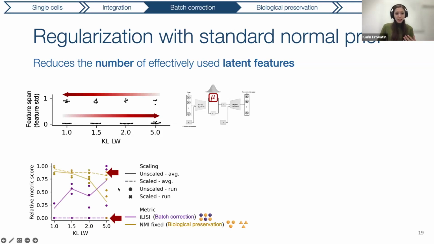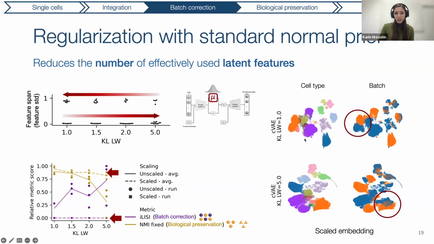meaning that the information is still in the features, so we haven't really removed neither biological nor batch effects, but what we have done is simply drop the number of features that we are using. And you can also see this on the embeddings. So in both cases, both with low and high regularization, the batches are kind of separated. Therefore, I think that the cVAE strategy is not the best one because it literally just discards information regardless of being biological or batch information.